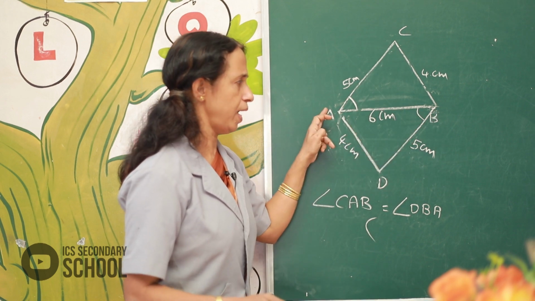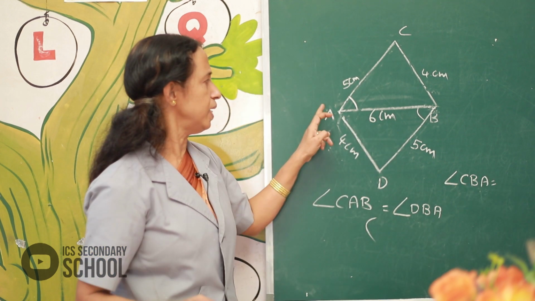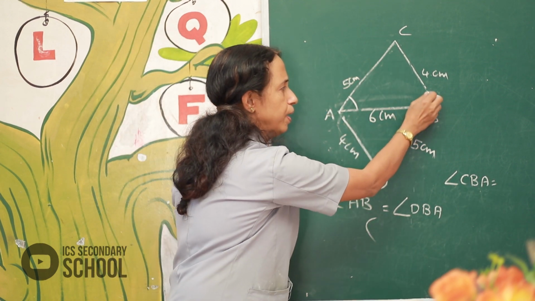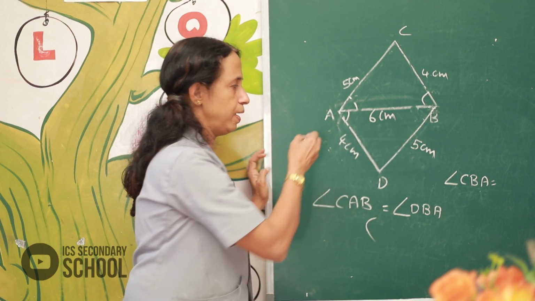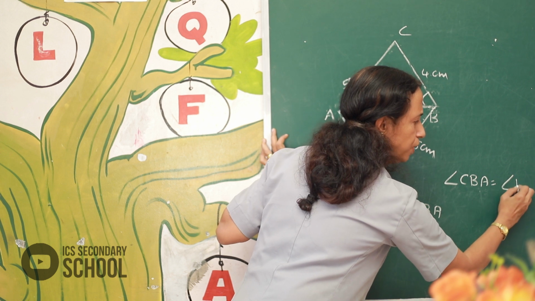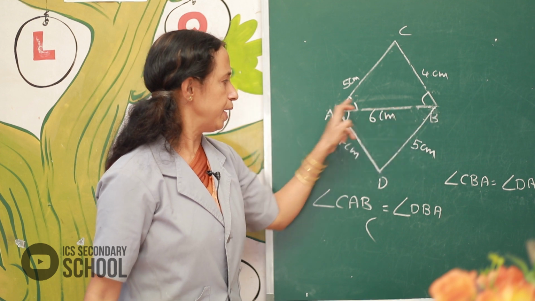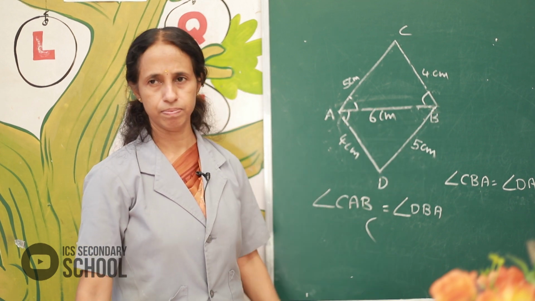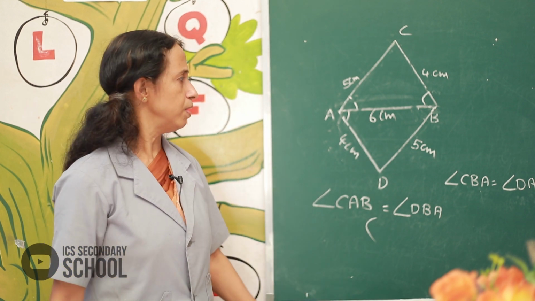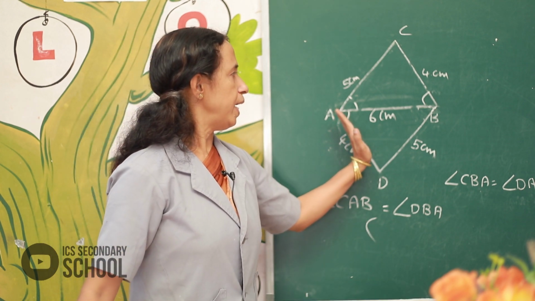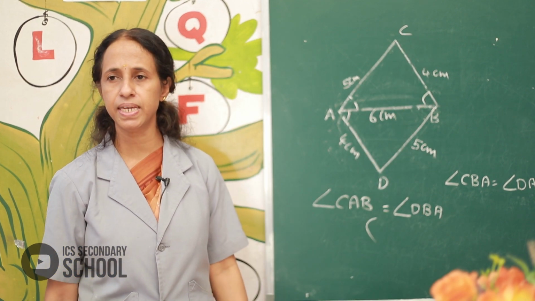Angle CBA is equal to angle DAB. Same reason, alternate angles are equal. So, we can write AD and BC are parallel.